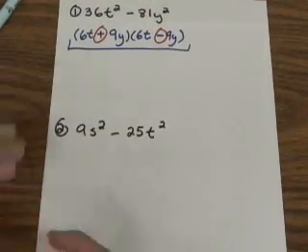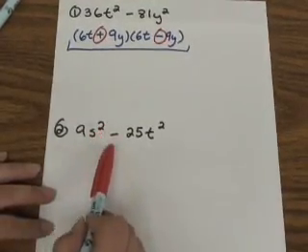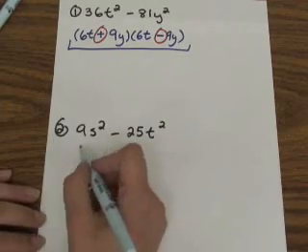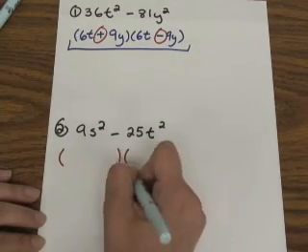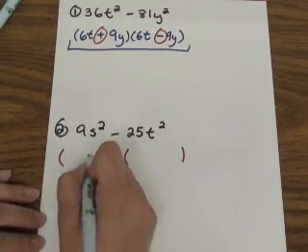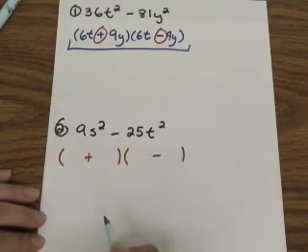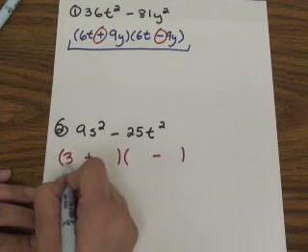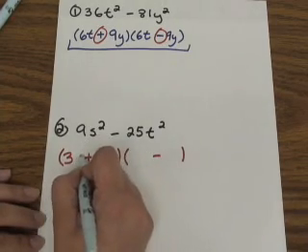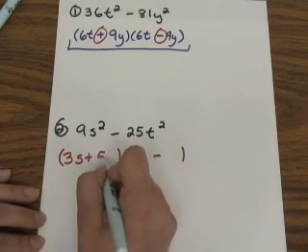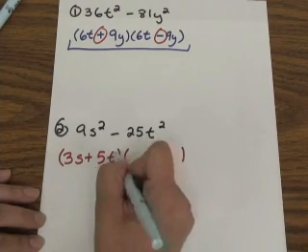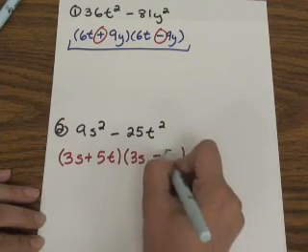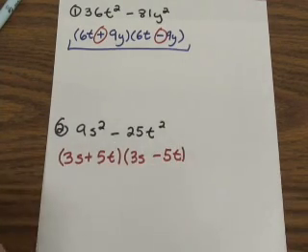Let's look at the next one: 9s squared minus 25t squared. I have two perfect squares being subtracted. That means I'm going to have one with a plus and one with a minus. And I begin finding the square roots. The square root of 9 is 3. The square root of s squared is s. The square root of 25 is 5. The square root of t squared is t. So, same exact terms. The only thing that's different is the plus and the minus sign.